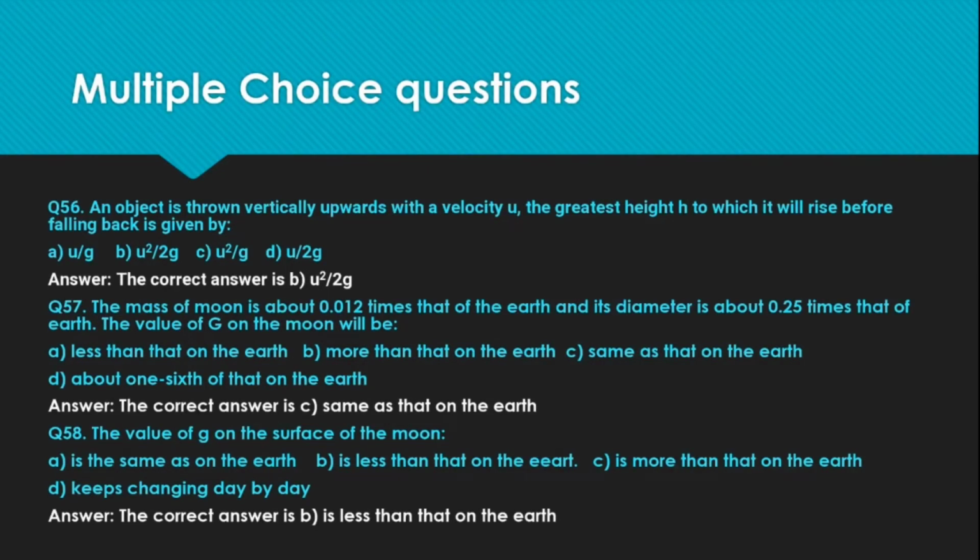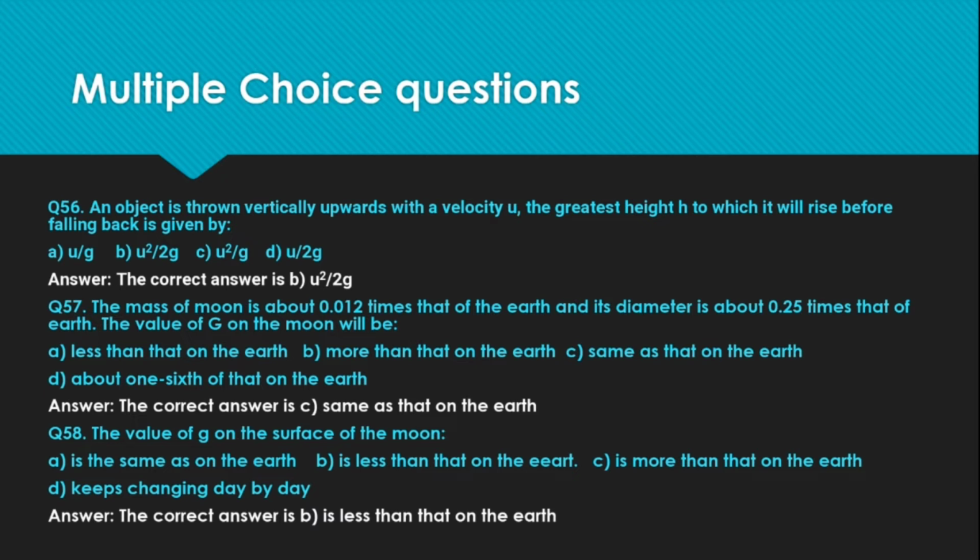Now we will move on to the multiple choice questions. So the first question is, an object is thrown vertically upwards with a velocity of u. The greatest height h to which it will rise before falling back is given by a) u by g, b) u square by 2g, c) u square by g and d) u by 2g. So this question will not be solved like this, and it's not given in the book anywhere as a formula, but you can solve it by the third equation of motion, that is v square minus u square is equal to 2gh. From that you will get that h is equal to u square by 2g. So the correct answer will be b, u square by 2g.